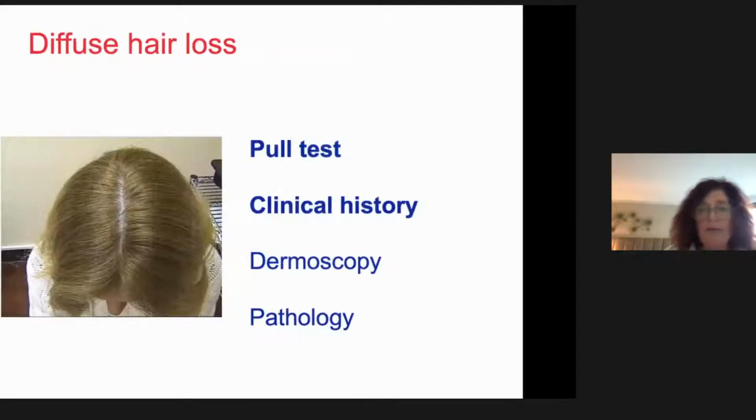So how can you distinguish? First of all, you have to do some test to understand if the shedding is really abnormal or not. And of course, you have to have a very careful history. You can use dermoscopy. We discussed that in the last webinar. And sometimes you need the pathology.